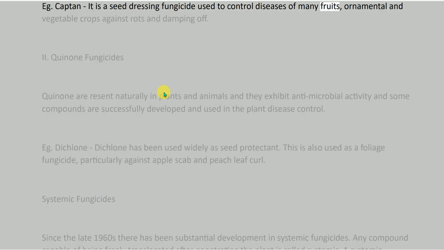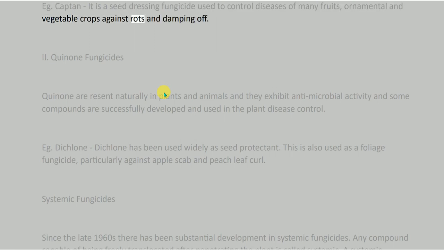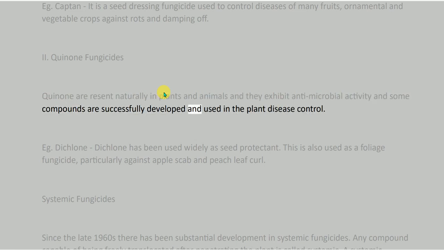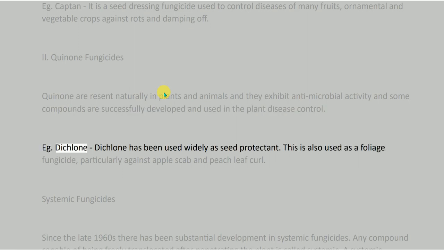2. Quinone fungicides. Quinones occur naturally in plants and animals and they exhibit antimicrobial activity, and some compounds have been successfully developed and used in plant disease control. E.g., dichlone. Dichlone has been used widely as a seed protectant. This is also used as a foliage fungicide, particularly against apple scab and peach leaf curl.